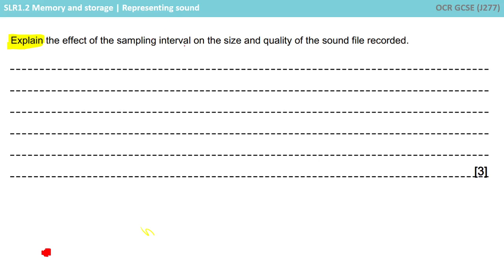So it's this word here, sampling interval. Explain the effect of the sampling interval. What is an interval? Well, an interval is like a break or a gap. In this context, it's basically the sampling rate. So explain the effect of the sampling rate on the size and quality of the sound file recordings. Basically, if you change the sampling rate, either increase it or decrease it, what is the impact on the size and quality of the sound recorded?